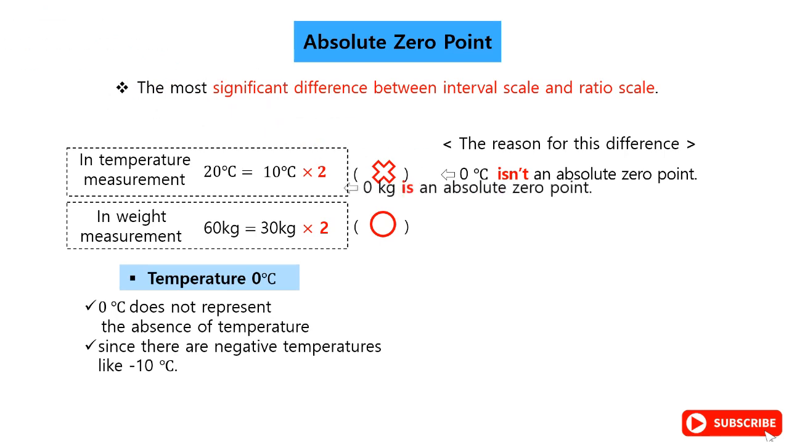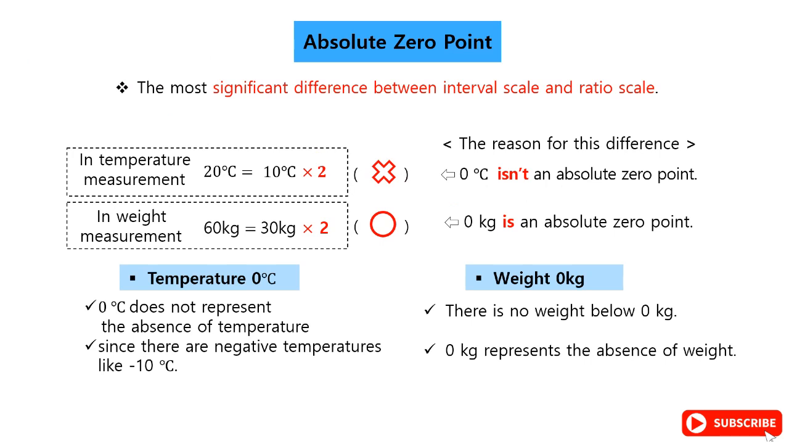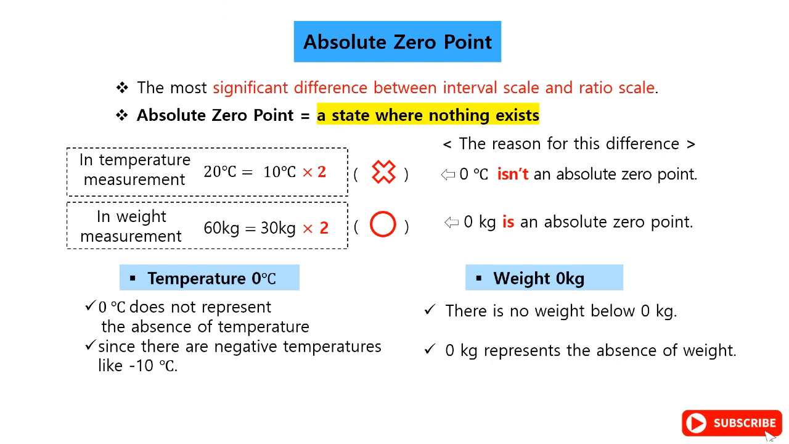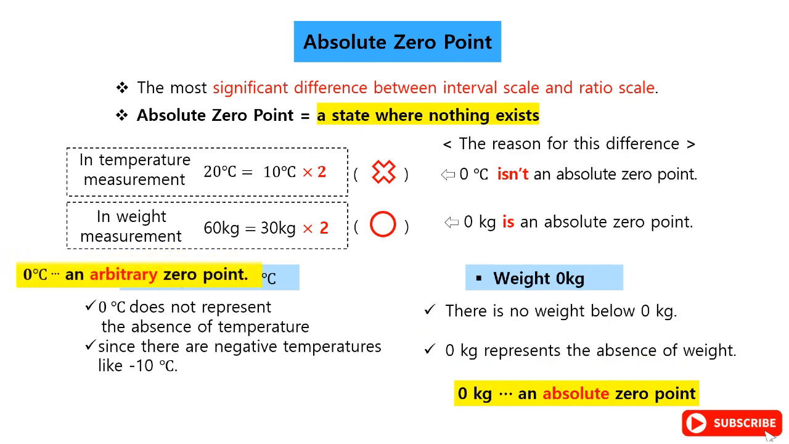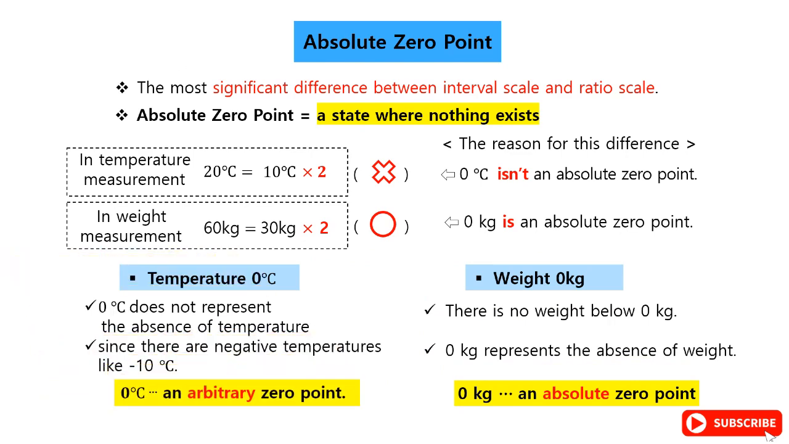However, in weight measurement, 0 kilograms is an absolute zero point. This is because there is no weight below 0 kilograms, so 0 kilograms represents the absence of weight. Hence, we can say that 60 kilograms is twice as heavy as 30 kilograms. The concept of an absolute zero point refers to a state where nothing exists. In this sense, we consider 0 kilograms as an absolute zero point, and 0 degrees Celsius as an arbitrary zero point.